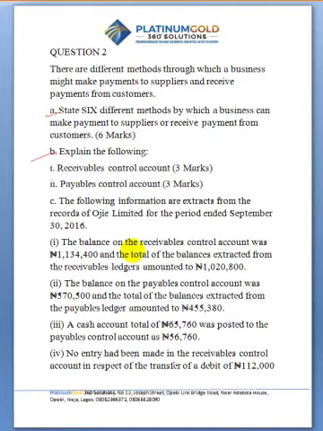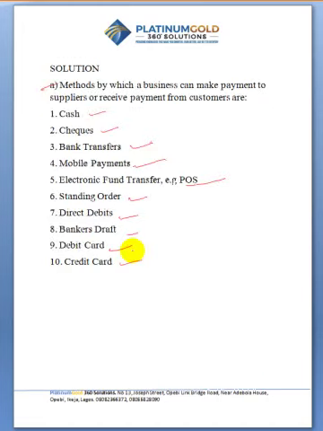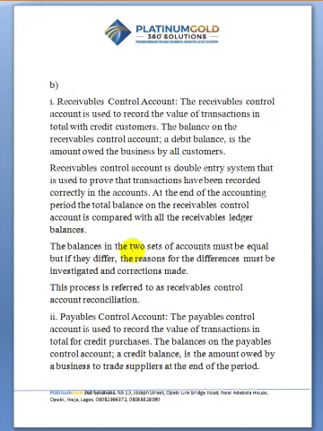B. Explain the control account, receivable control account, and payable control account. So B1, the receivable control account. This receivable control account is used to record the value of transactions in total with credit customers. Now the balance on the receivable control account, a debit balance as it is expected to be, is the amount owed the business by all customers.